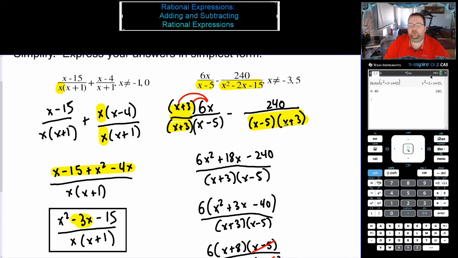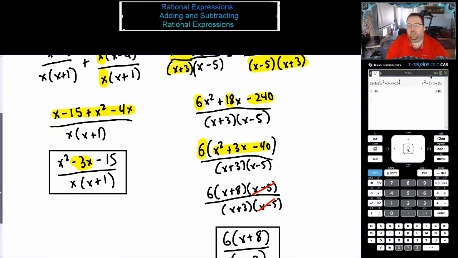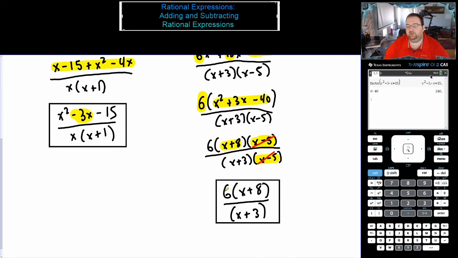This, we realized, can be factored, right? These are all divisible by 6, and so we factored out a 6. And we were left with x squared plus 3x minus 40. At this point, we looked at x squared plus 3x minus 40, and we said, well, this can be factored, right, into x plus 8 and x minus 5. Now we have x minus 5 on the top and the bottom, so we can just cancel them out, and we're left with our final equation here. 6 x plus 8 over x plus 3.